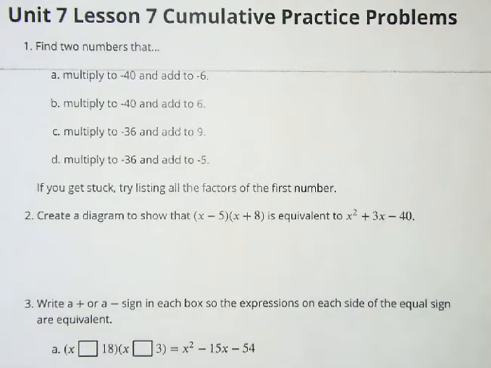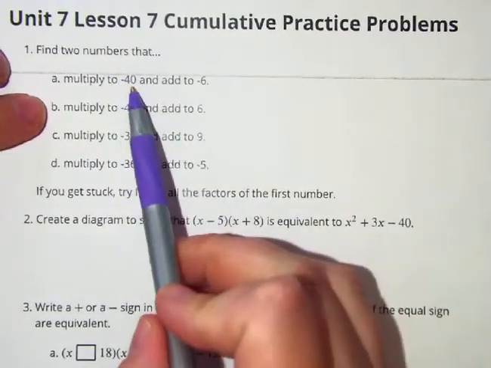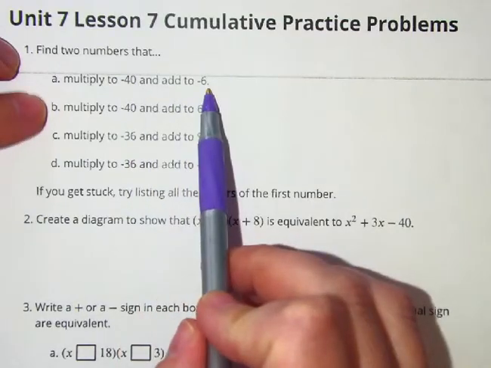In this video, we're talking about the lesson 7 practice problems, numbers 1 and 2. In number 1, we're once again finding two numbers that follow each of these patterns. So two numbers that multiply to be negative 40 and add to be negative 6.